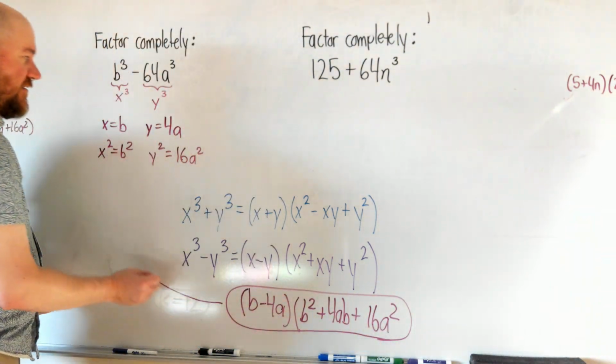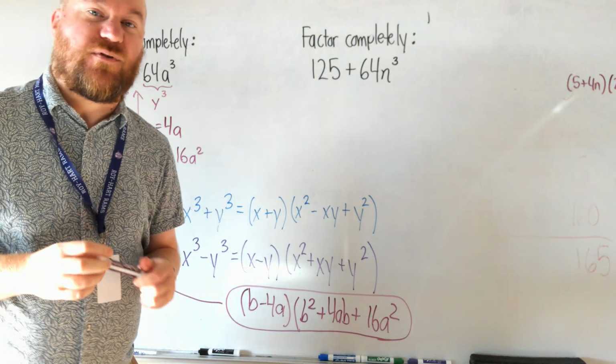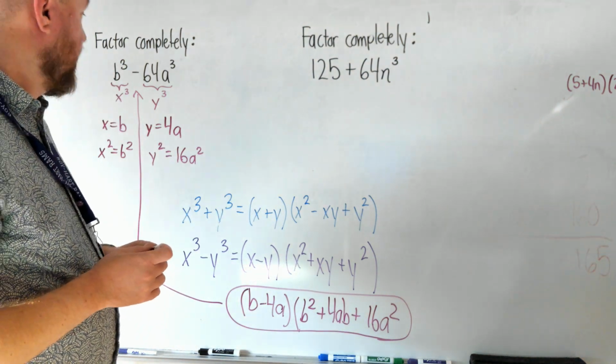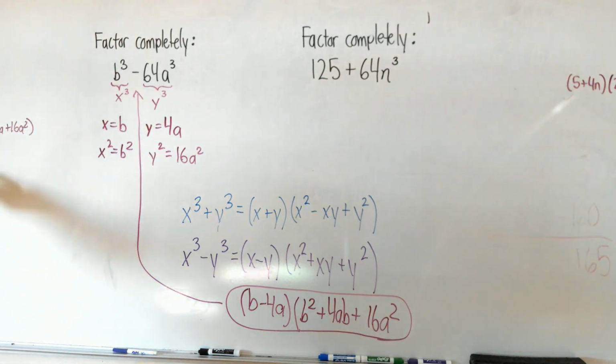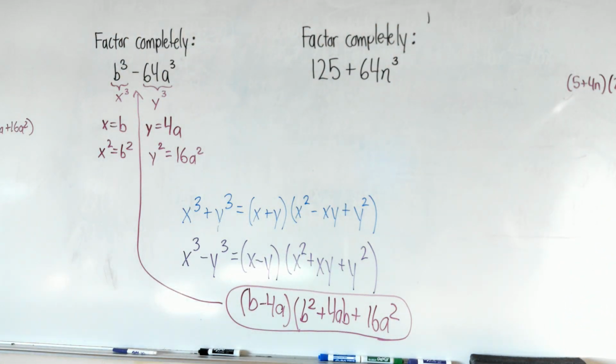I know that doesn't look like it's factored. It doesn't look any simpler, but it is simpler. There we go. Let me double check my answer key. b minus 4a, b squared plus 4ab plus 16a squared. Great. We have one more example to do.